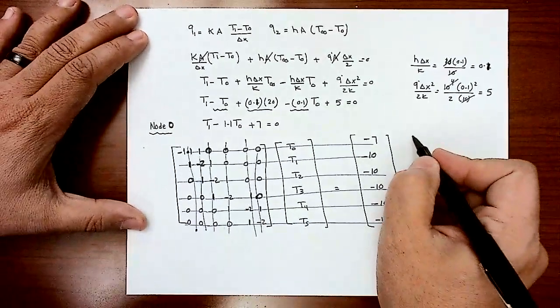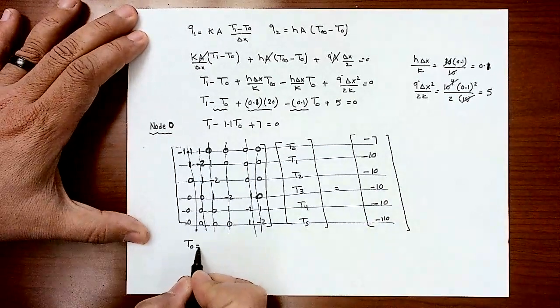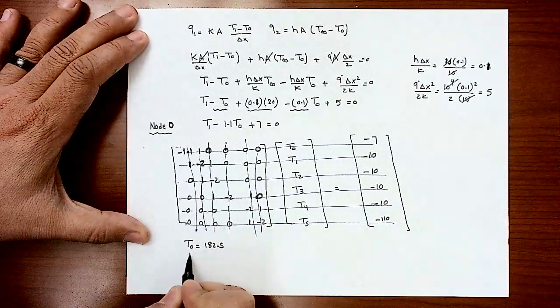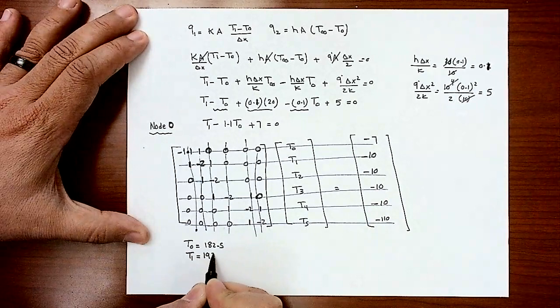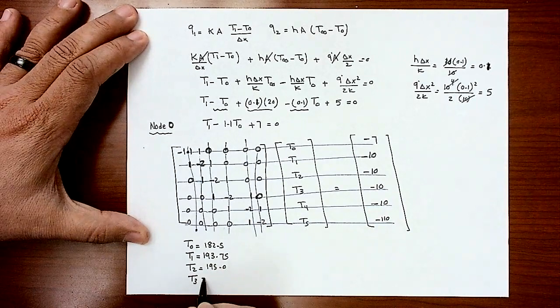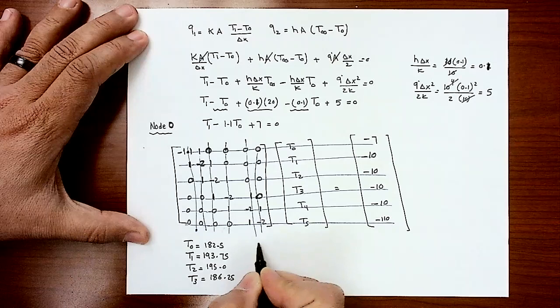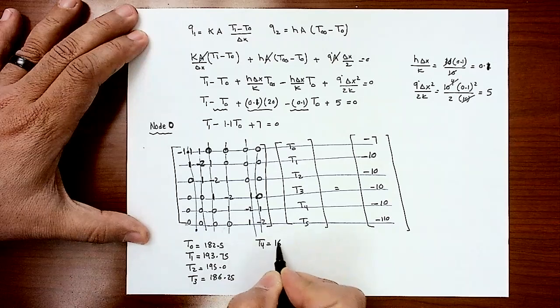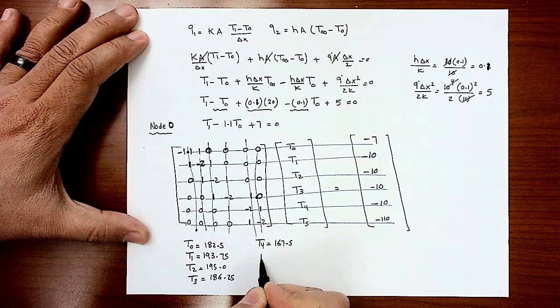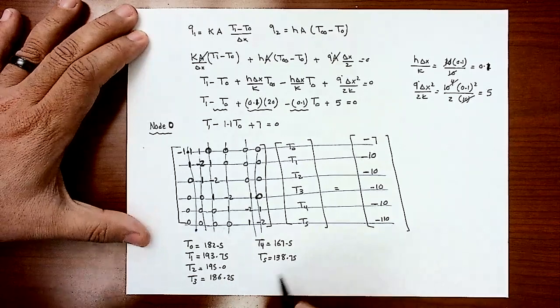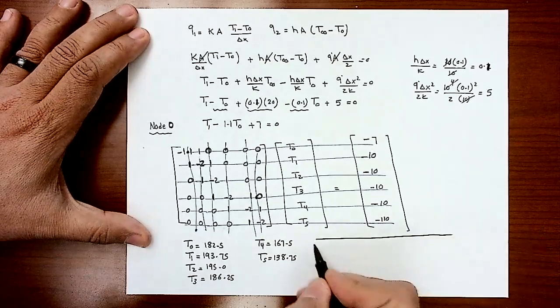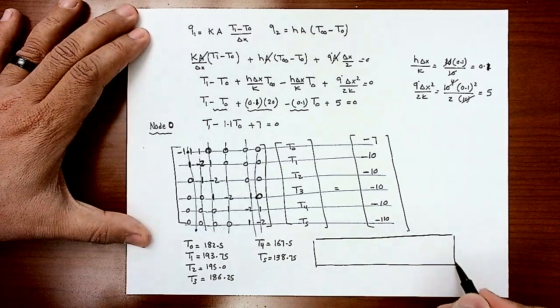So with this, I can solve and get T node 182.5. I got T1 193.75. T2 is equal to 195. T3 is equal to 186.25. T4 is equal to 167.5. And T5 is equal to 138.75. So if I draw that temperature distribution here, I should see the following.